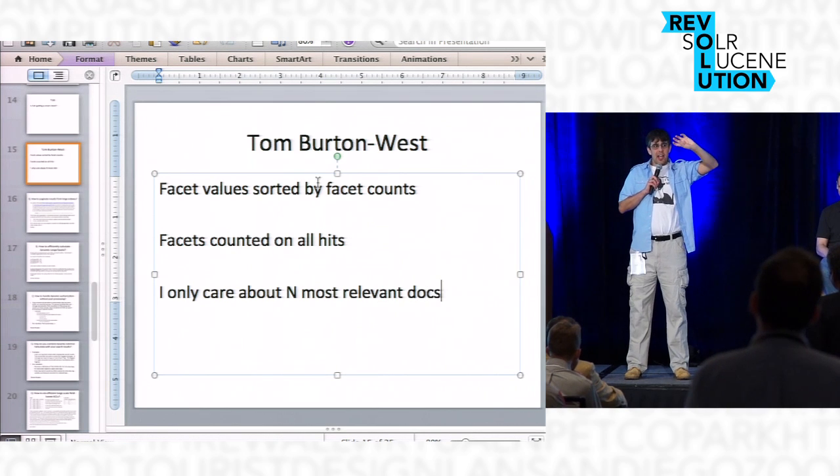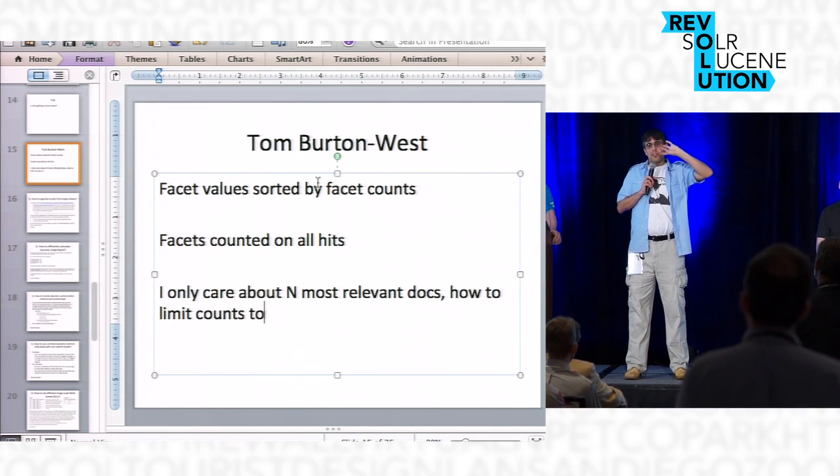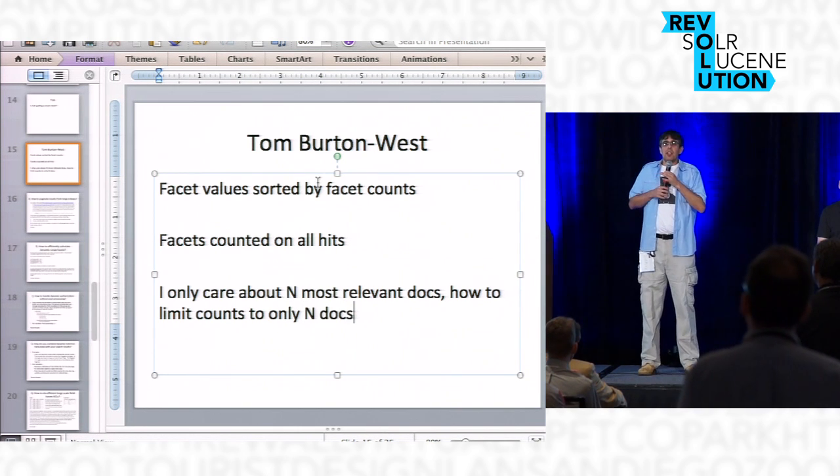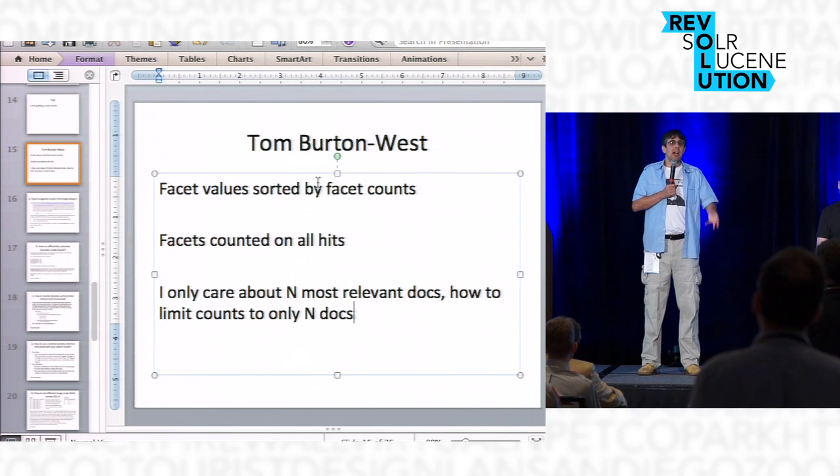So for people who didn't understand the question, facet counts right now are based on the total result set that matches your query. The question was about whether there is a way to get facet result counts based on the best documents that match your query, if you had an n in mind.